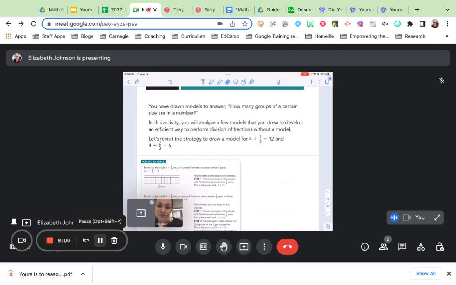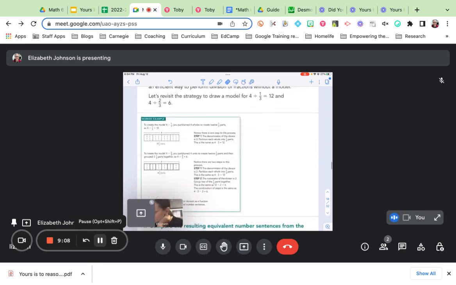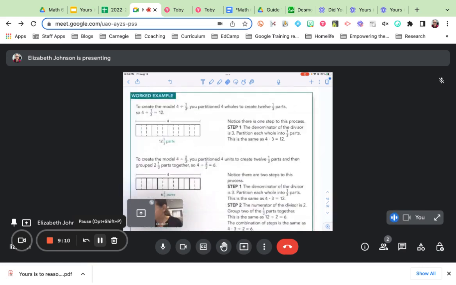So let's look at the strategy that we use to draw a model for 4 divided by 1/3 and 4 divided by 2/3. So remember, when we created the model 4 divided by 1/3, we partitioned 4 wholes to create 12 parts.